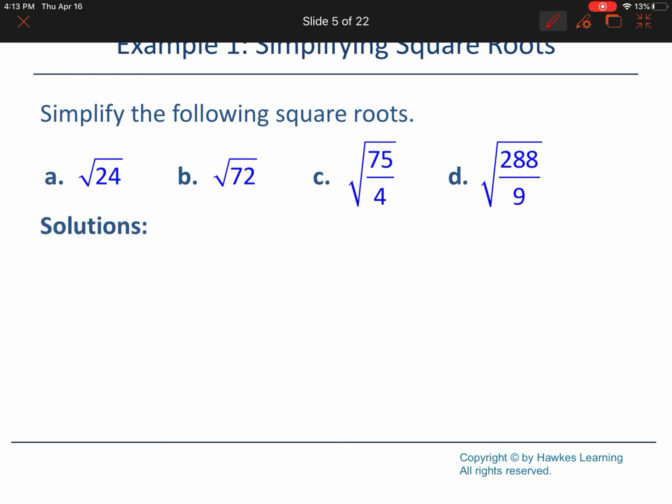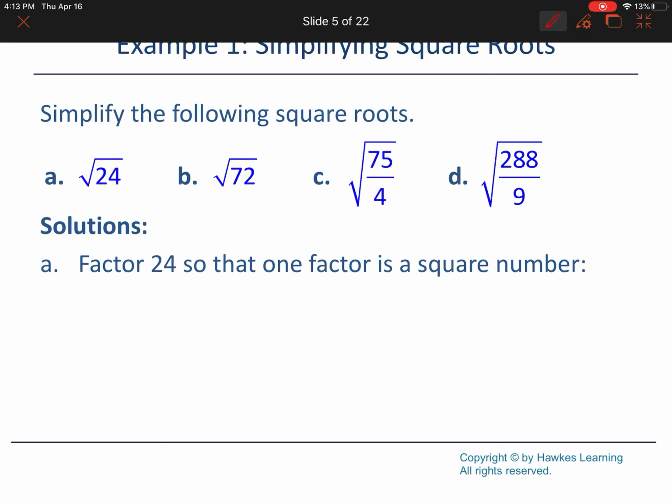So first of all, the square root of 24. So you want to factor 24 so that one number is a perfect square, just like we did with the 20, right? So 24 has a 4 in it, so it's 4 times 6. 6 doesn't have any more perfect squares, and so we break it up like that, and that would equal 2 square root of 6. Okay, so for something like 24, that works pretty good.